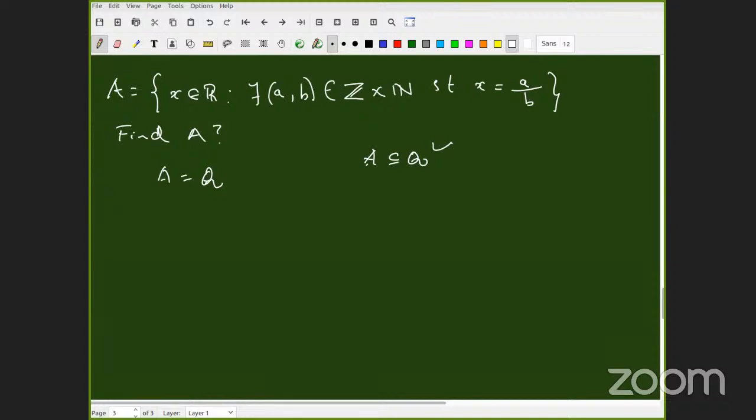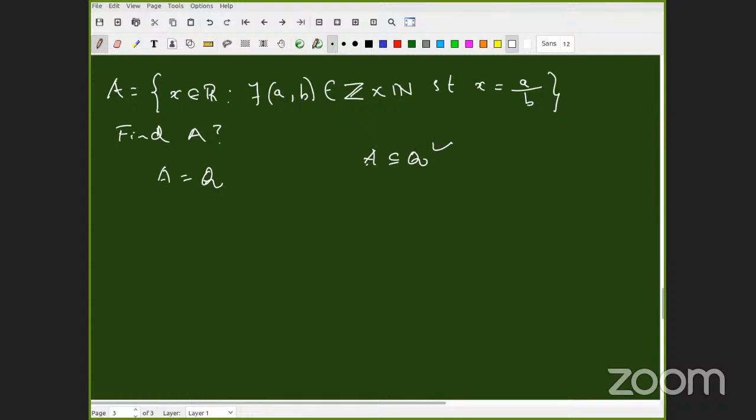Therefore, X is of the form p by q, where p is a, q is b, and both p and q are integers with q not equal to 0. Therefore, by very definition of rational numbers, X belongs to the rational numbers, Q. Therefore, X is a rational number. Therefore, X belongs to Q.